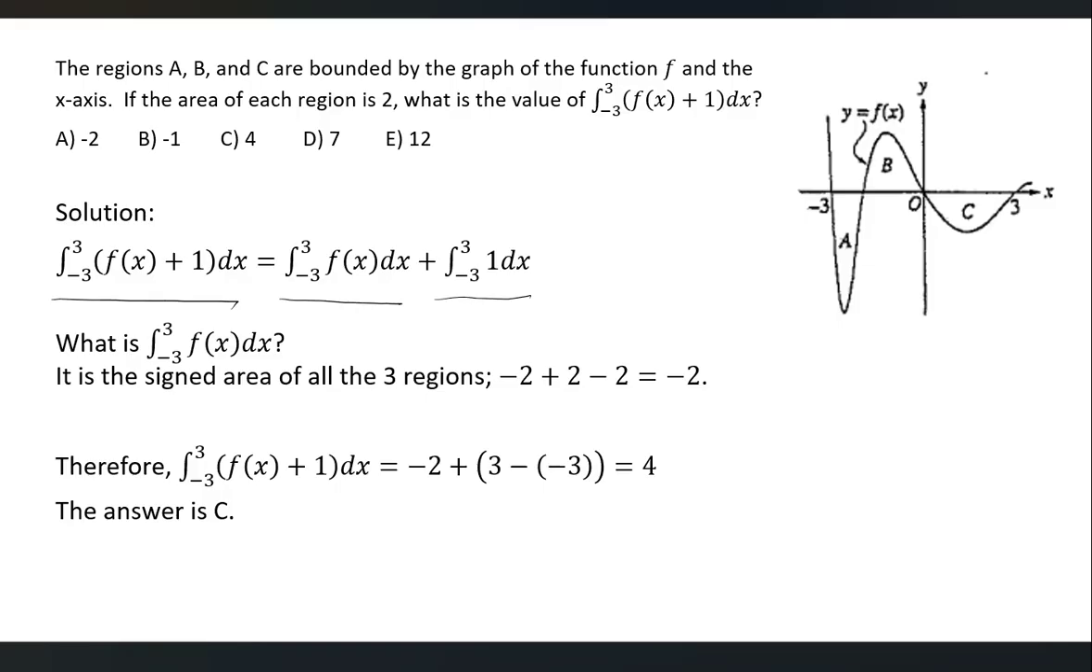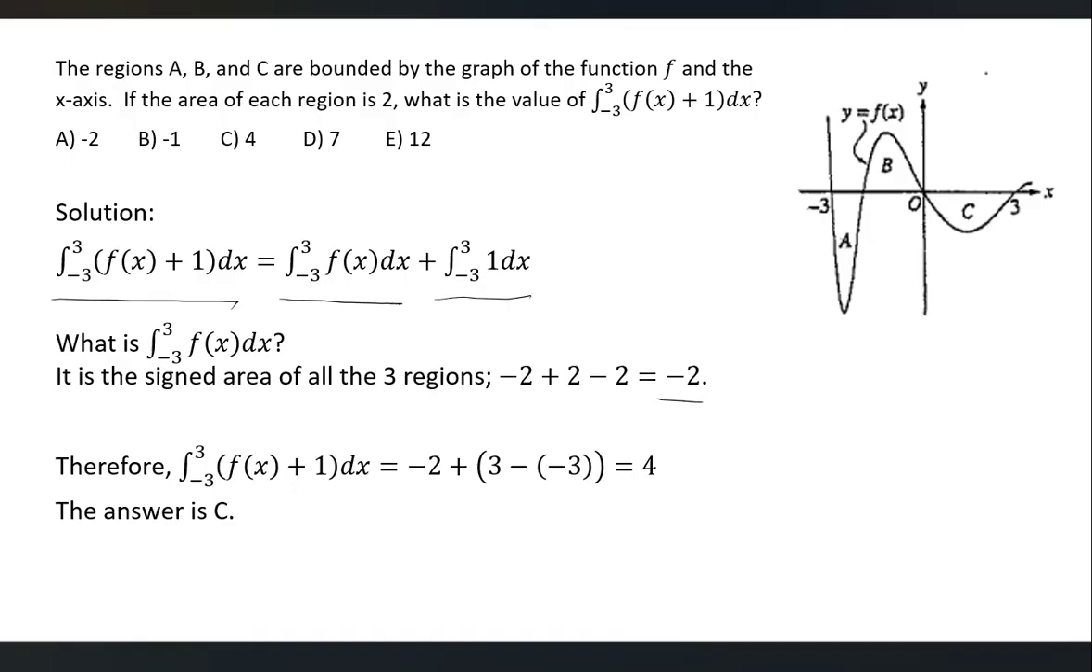It's just the signed area of all the 3 regions, okay? The integral is the area under the curve, the signed area. So A is -2, B is above the axis, so it's +2, C is again below the x-axis, so it's -2. So the integral from -3 to 3 of f of x dx is -2, okay?